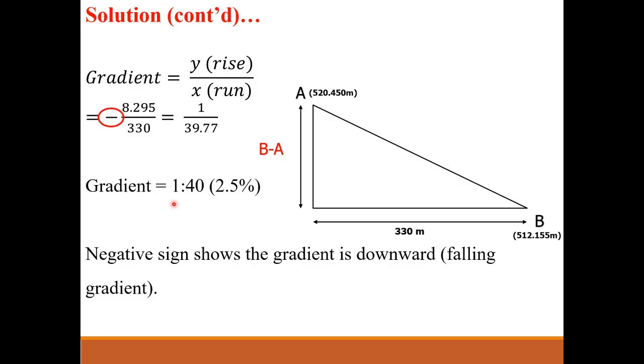Now using this ratio 1 over 39.77, we approximate that the gradient is 1 in 40, which means if you move 40 units horizontally, you will rise by 1 unit vertically. That's what the gradient means. It is 2.5%, and the negative sign indicates that this is a down gradient or downward falling gradient. So this is how we calculate the gradient by using reduced levels.